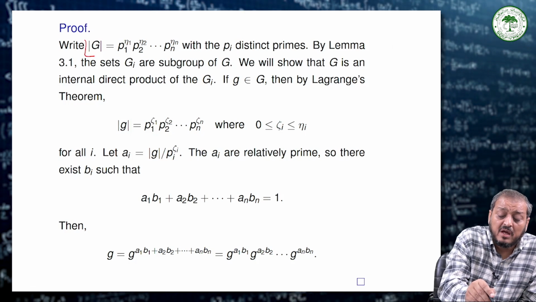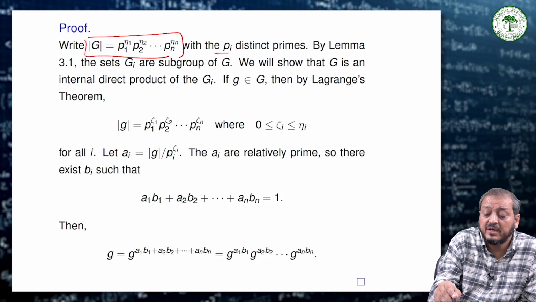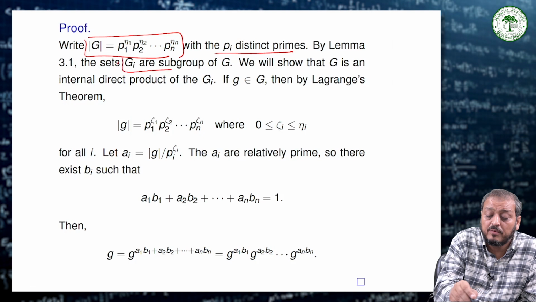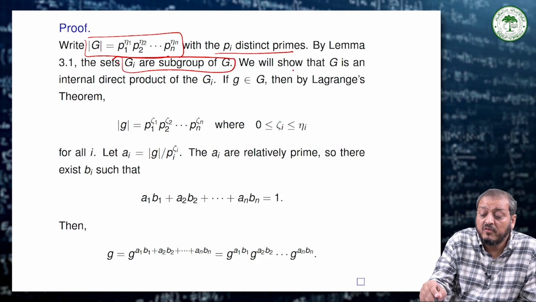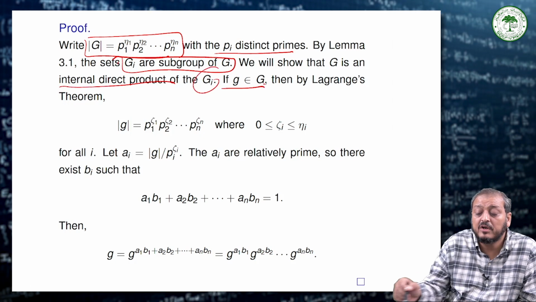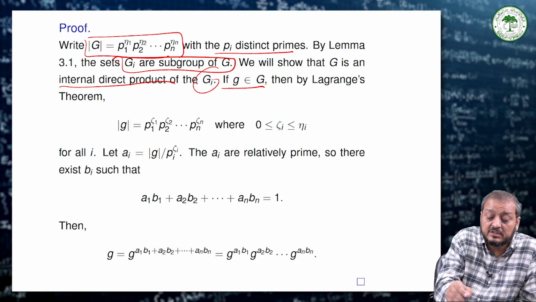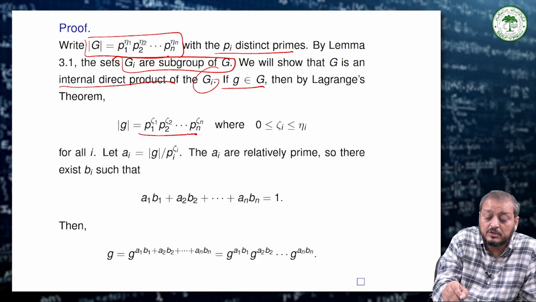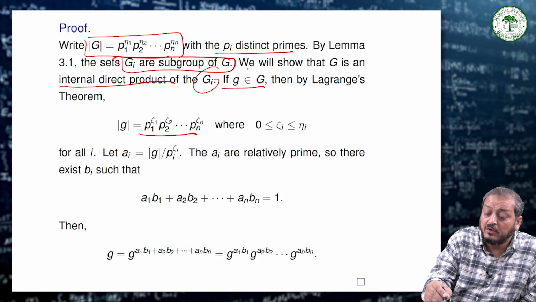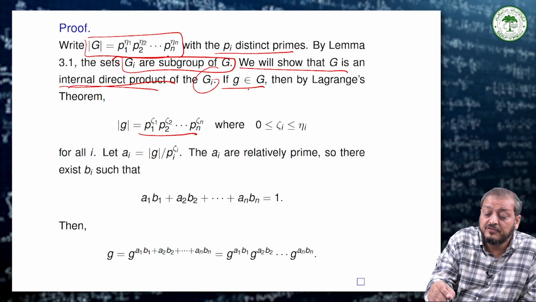We are assuming that the order of G is equal to p1^η1 p2^η2 and so on, with pi distinct primes. So, by Lemma 3.1 the set Gi is a subgroup of G. We will show that G is an internal direct product of these Gi. So, if g is an element of G, then by Lagrange's theorem the order of g divides the order of G, which is of this form with ηi. So, we will now show the internal direct product of the Gi.